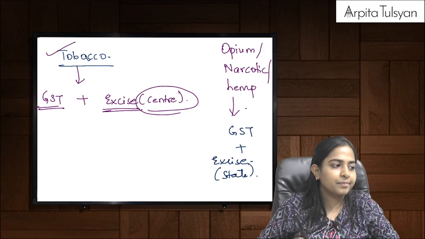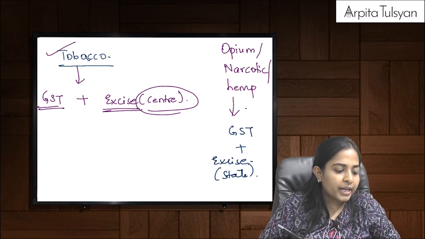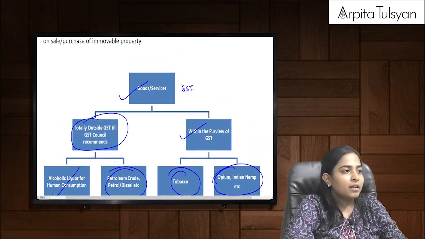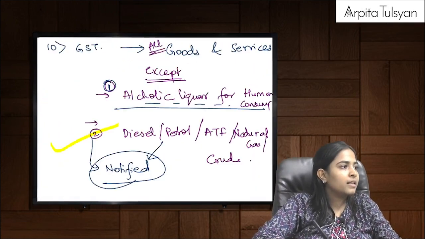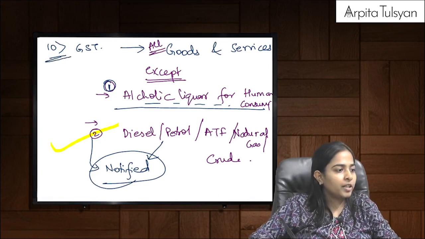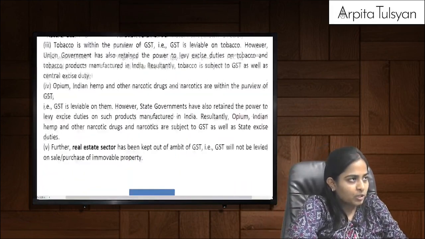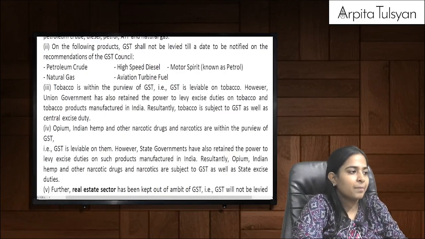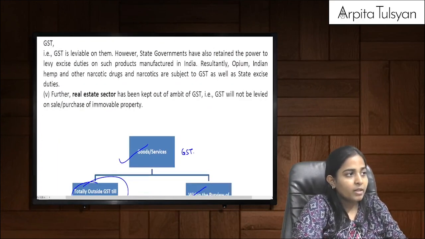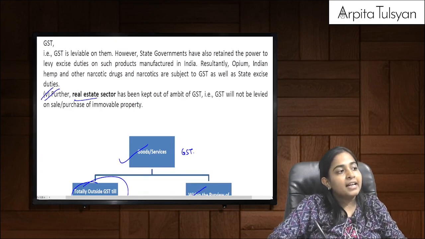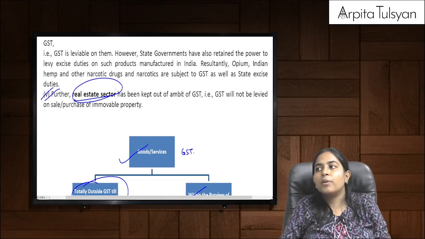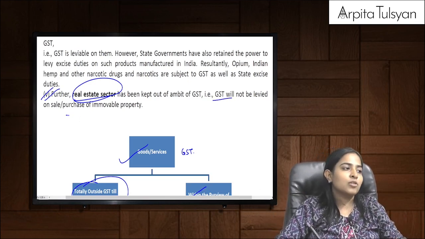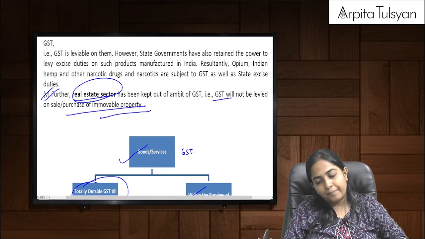Okay. Going ahead, I'll show it to you in the textbook also, everyone. This was in our notes, our 10th point. In the same way, in your textbook also, it is there in the 10th point, that GST is the tax which is applicable on what all things. And yes, one important point here, real estate sector, sale or purchase of immovable property, houses, offices, etc. GST is not levied on immovable property.